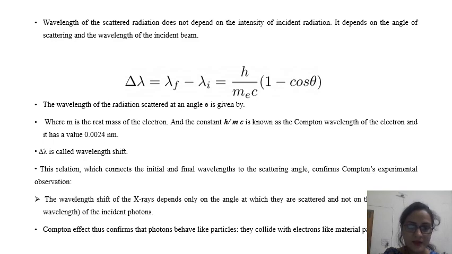This relation, which connects the initial and final wavelength with the scattering angle, confirms Compton's experimental observation. The wavelength shift of X-rays depends only on the angle at which they are scattered and not on the incident photon. The Compton effect thus confirms that photons behave like particles. They collide with an electron like a material particle.